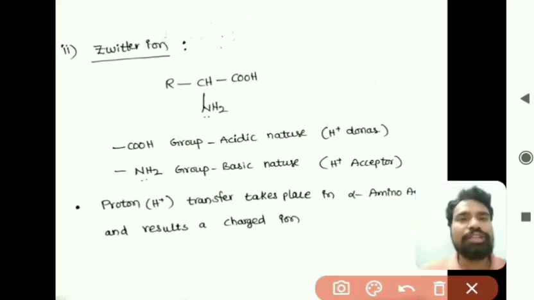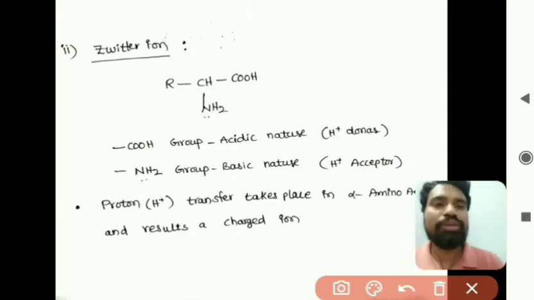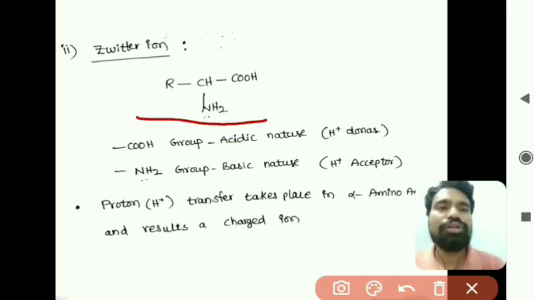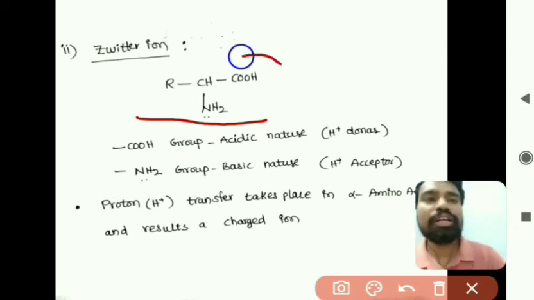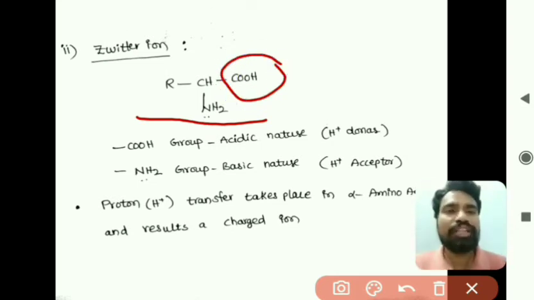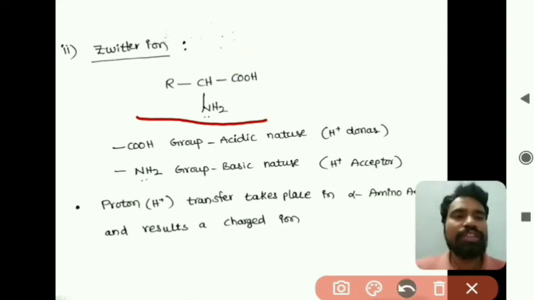The second point is zwitterion. Here, if you observe the structure of an amino acid, that is R-CH(NH2)-COOH, there are two functional groups: one is a carboxylic acid group and the second one is an amine group.